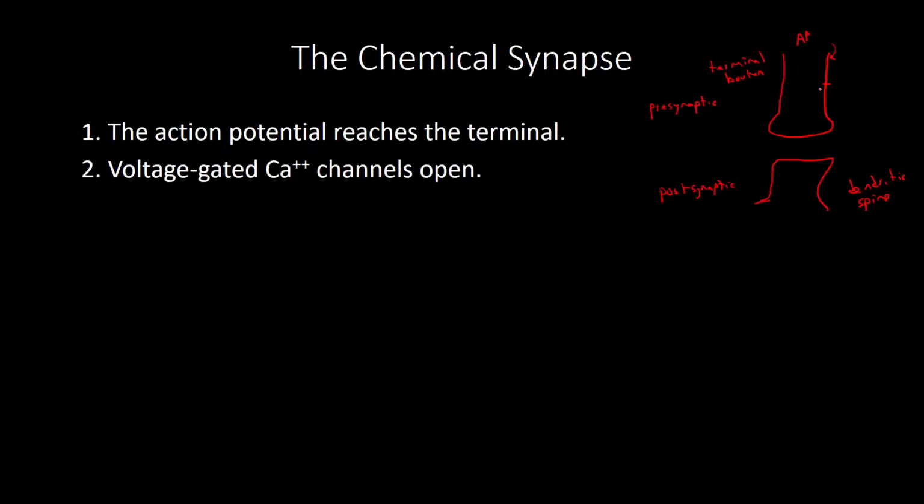At the terminal, there are special voltage-gated calcium channels. In response to this depolarization, calcium is going to come rushing into the cell. So, the action potential depolarizes the membrane. That causes those voltage-gated calcium channels to open. Calcium flows into the terminal. The reason for that is there's a higher concentration of calcium in the extracellular fluid, so the calcium is going to flow down its concentration gradient and come into the terminal.